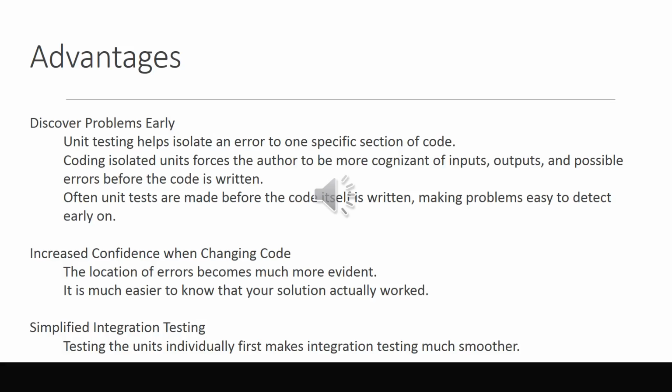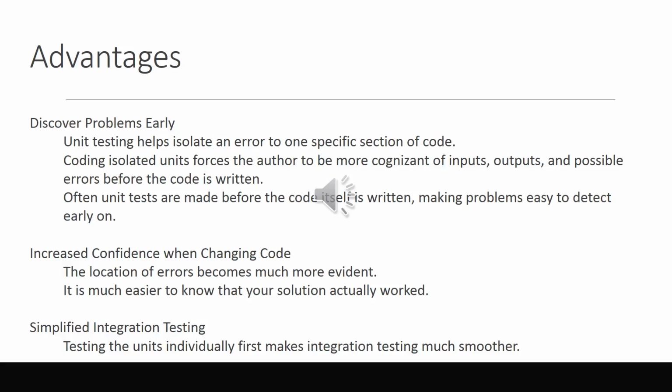One advantage of unit testing is that you can discover problems early. Unit testing helps isolate an error to one specific section of code. And these isolated units force the author to be more cognizant of inputs, outputs, and possible errors before the code is written, which is just helpful because it's a lot easier to know what could go wrong when you know what each unit is supposed to do and what their expected inputs and outputs are. Often unit tests are made before the code itself is written, making problems easy to detect early on.